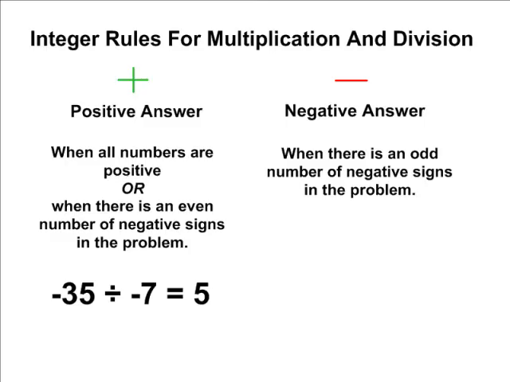Looking at the problem, negative 35 divided by negative 7, we know that our answer is going to end up being positive. Because there are 2 negatives in our problem and that is an even number, we know that our answer is going to be positive.